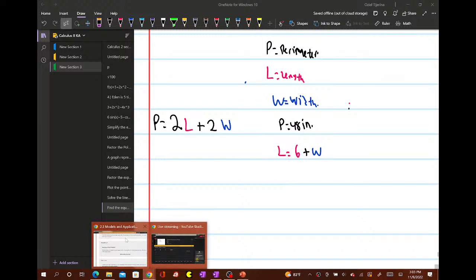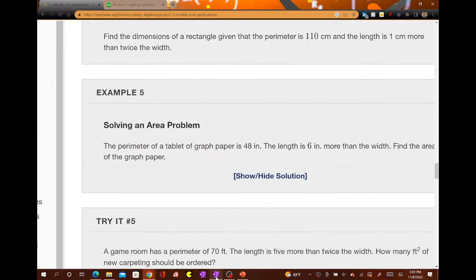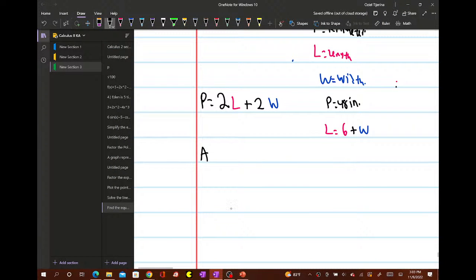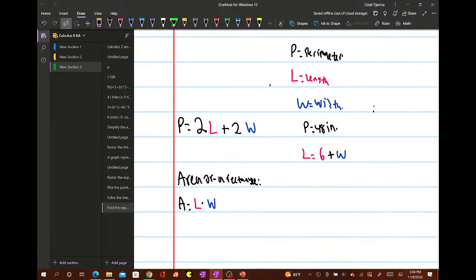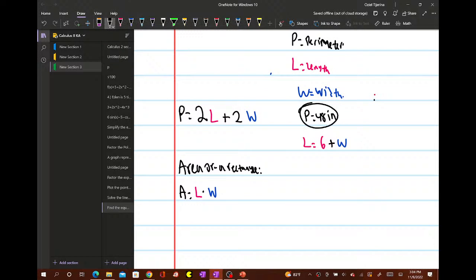And then they say, find the area of the graph paper. Okay, so they want the area. Now the area of a rectangle is area equals length times width. Okay, so they want to know the area, and we have the perimeter, right? The perimeter is 48 inches.